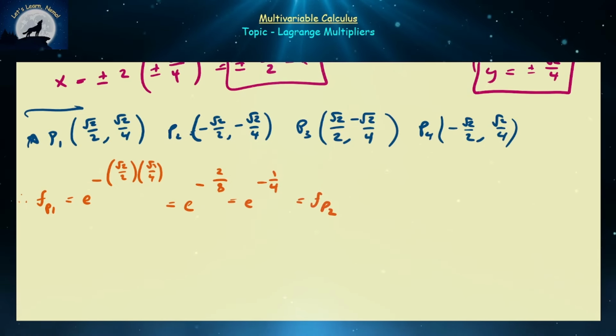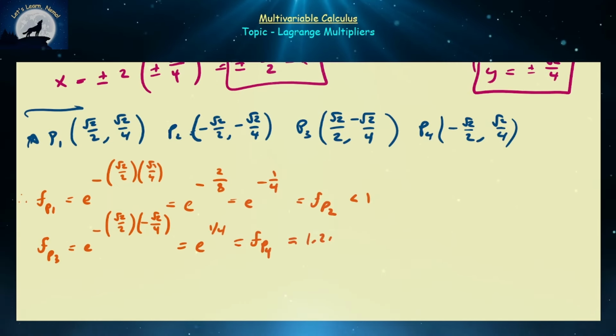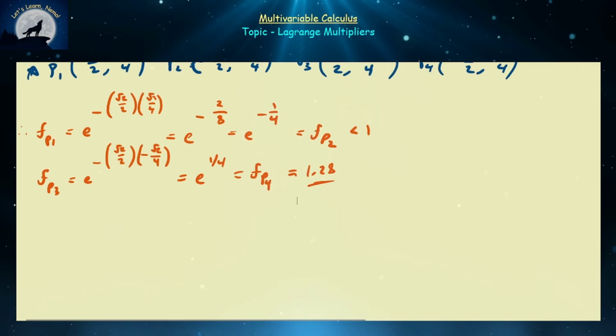And if we do p3, so f of p3, that's going to be equal to e to the minus root 2 over 2 times minus root 2 over 4. That's going to be the same but positive, so that's going to be equal to e to the 1 over 4, and that's going to be also the same for the value of f of p4. And notice that f of p1, this is going to be obviously less than 1. E to the minus something, that's going to be less than 1. And this value is going to be slightly bigger than 1. That's going to be approximately 1.28. Okay. So that's the optimal values along the boundary.